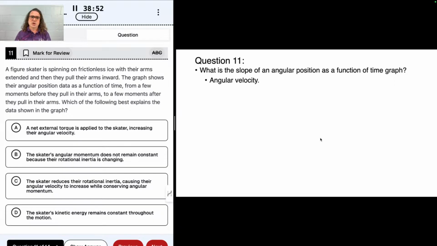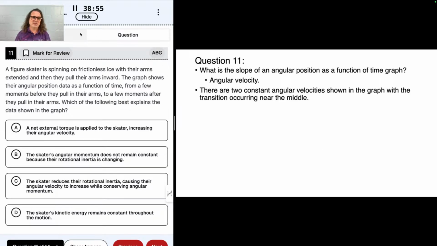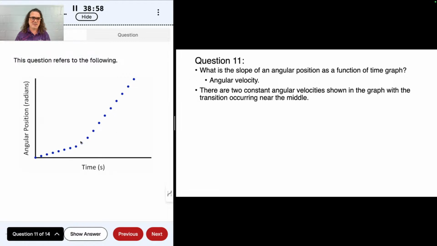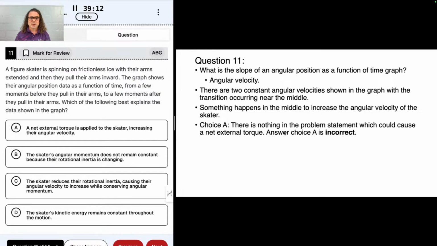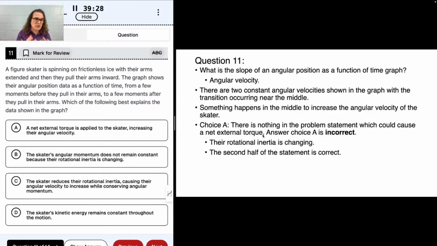Great. So there are two constant angular velocities when you look at this graph. We have a constant angular velocity here, a constant angular velocity here, and a transition right here in the middle of the graph. So something happens in the middle to increase the angular velocity of the skater. So choice A, there's nothing in the problem statement which could cause a net external torque. Therefore, answer choice A is incorrect. The second half of the statement is correct. So realize the whole statement needs to be correct for it to be a correct answer.